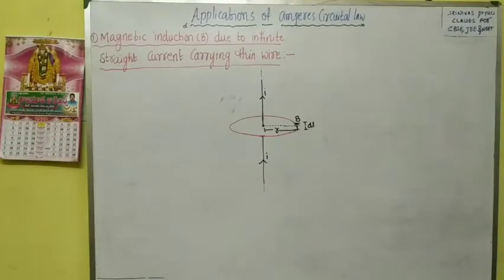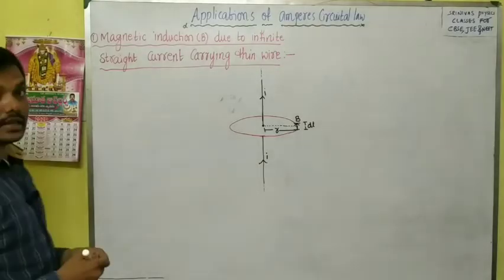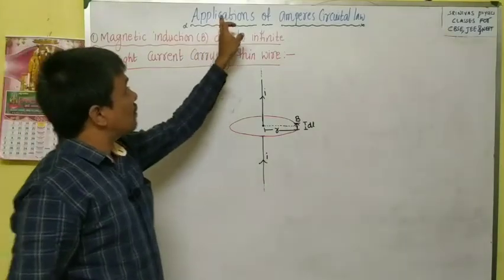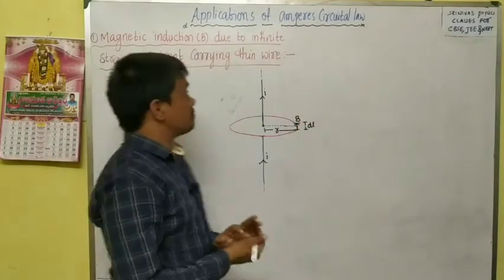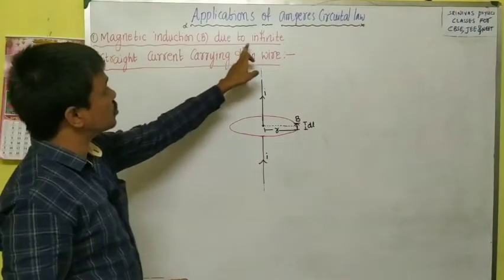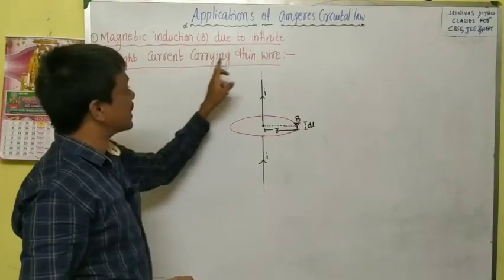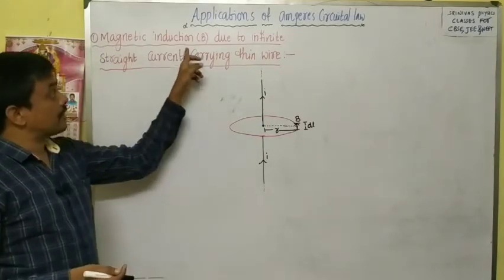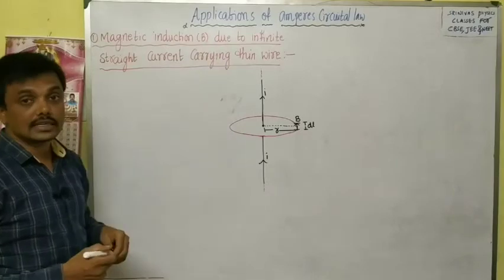Okay, let us see. Let us go for one application of Ampere circuital law. How we can apply the Ampere circuital law, that I will explain. First, I am going to apply it for magnetic induction due to an infinite straight current carrying thin wire. I want to find out the magnetic field or induction due to an infinite straight current carrying wire.